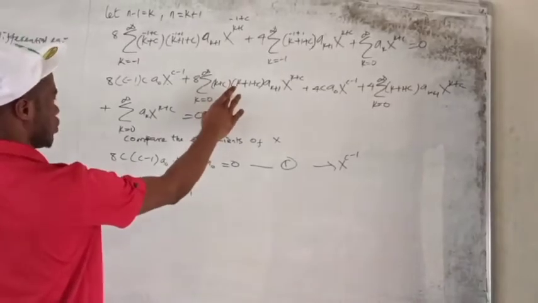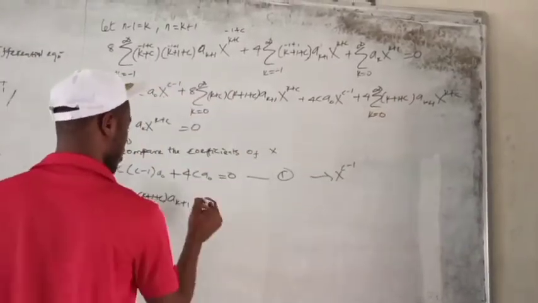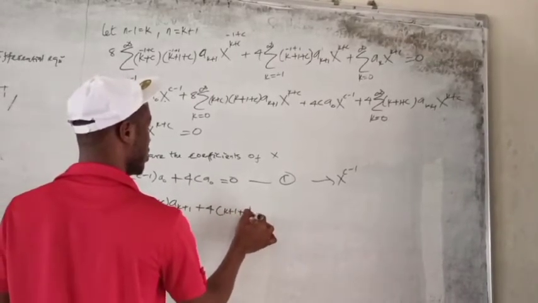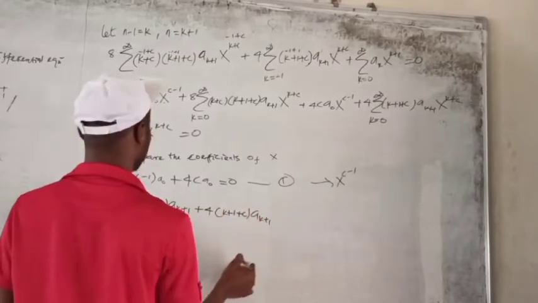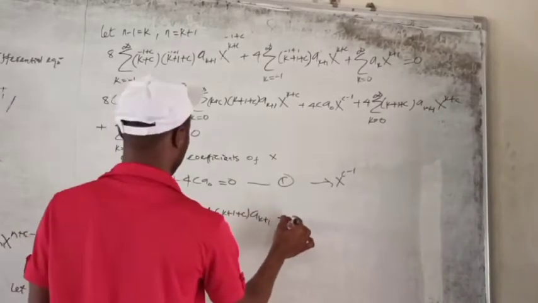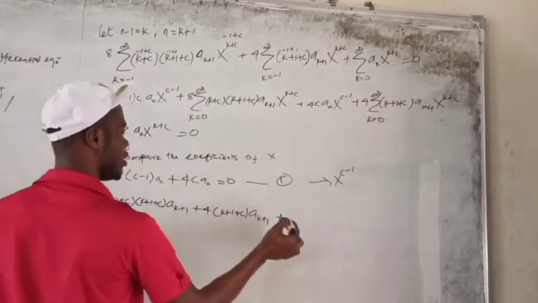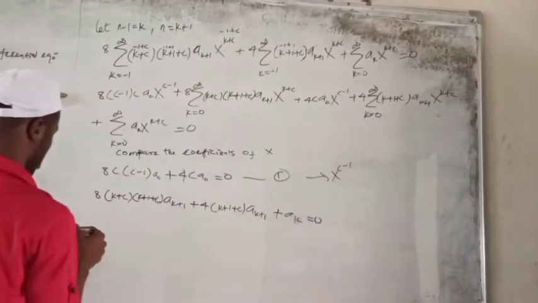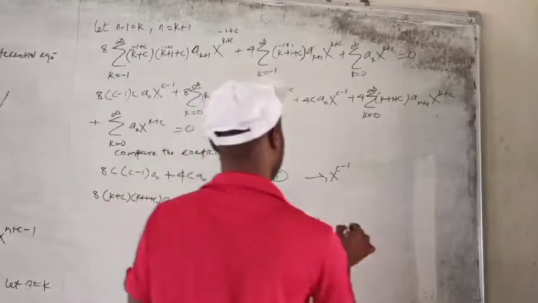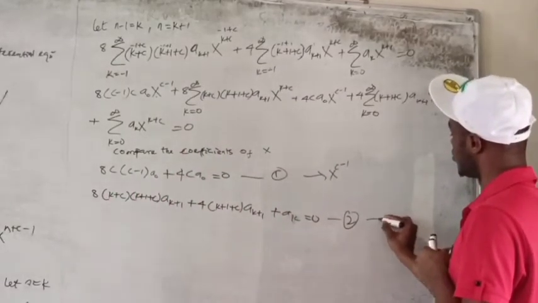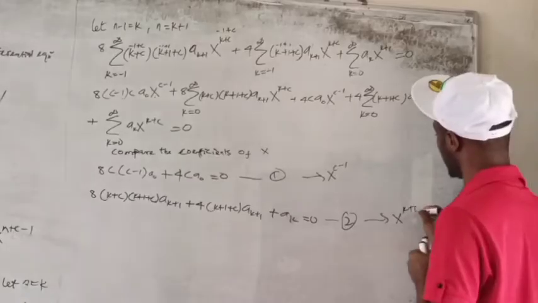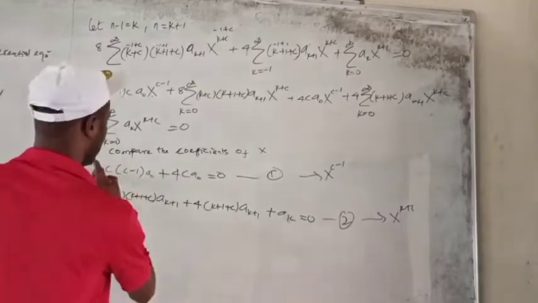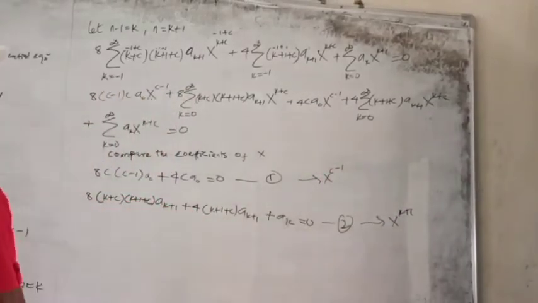Okay, this is for the first one. And for the second one, I have plus 4(k + 1 + c)a_{k+1}. And of course, the last one, I have plus a_k, a subscript k. All these are equal to 0. So let's call this equation 2. This happens when x is raised to the power of k + c. So this is for the coefficient of when x is raised to the power of k + c. This is when x is raised to the power of c - 1.